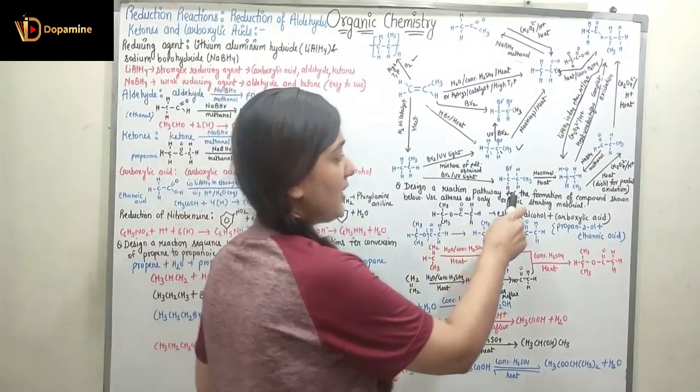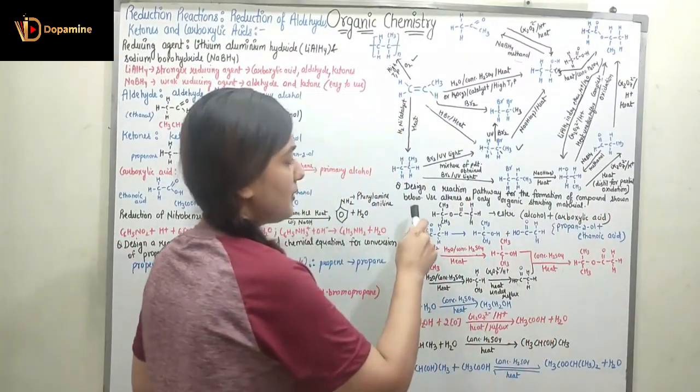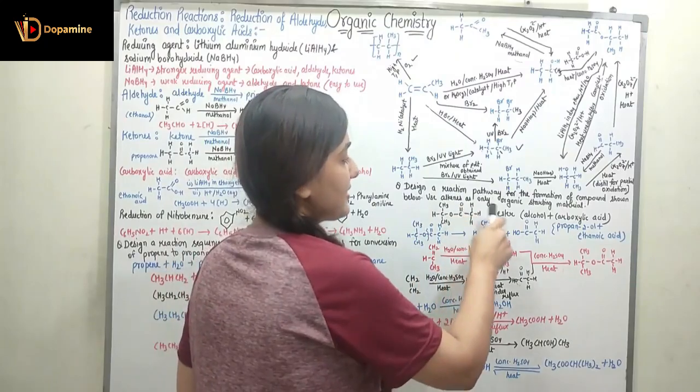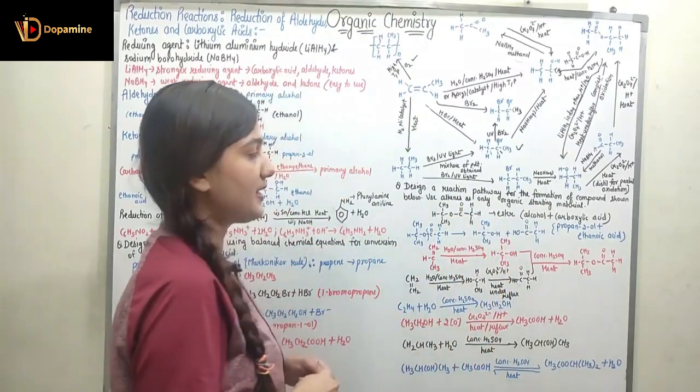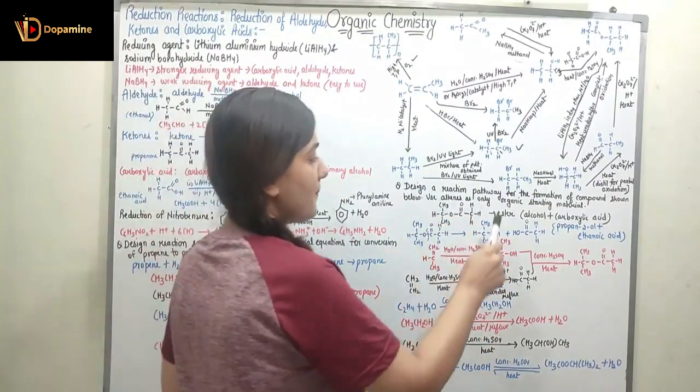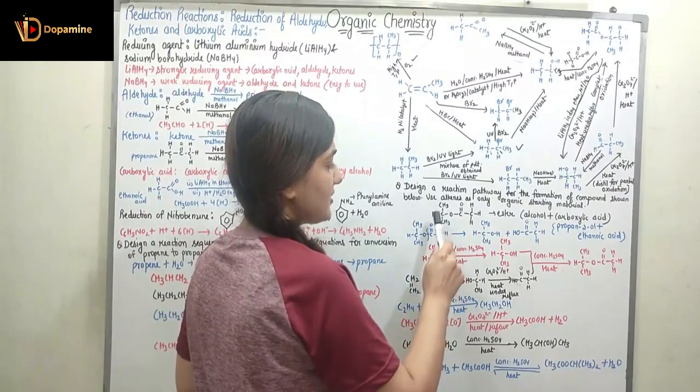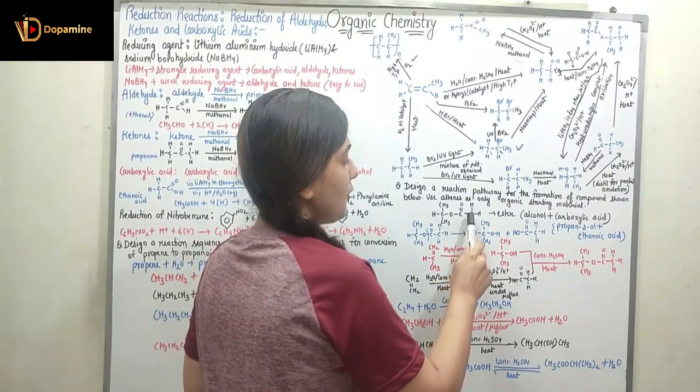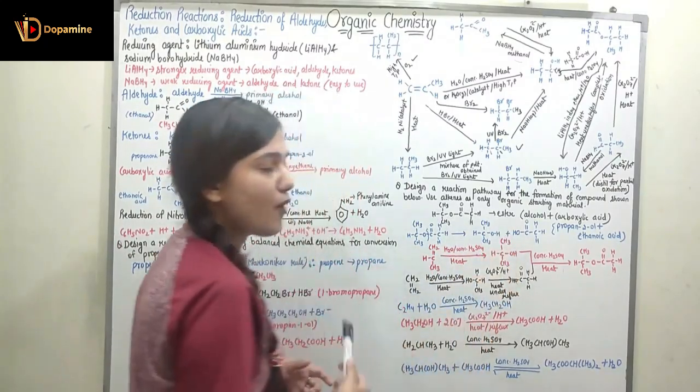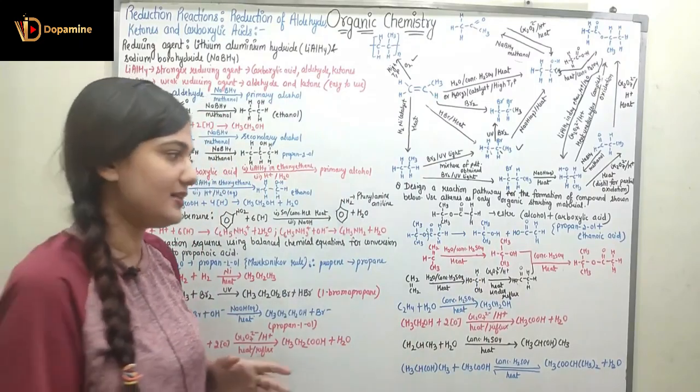Design a reaction pathway for the formation of the compound shown below. Use alkenes as the only organic starting material. So here we have to form an ester, CH3COOCH(CH3)2. This is an ester which is formed from an alcohol plus a carboxylic acid, that we know.